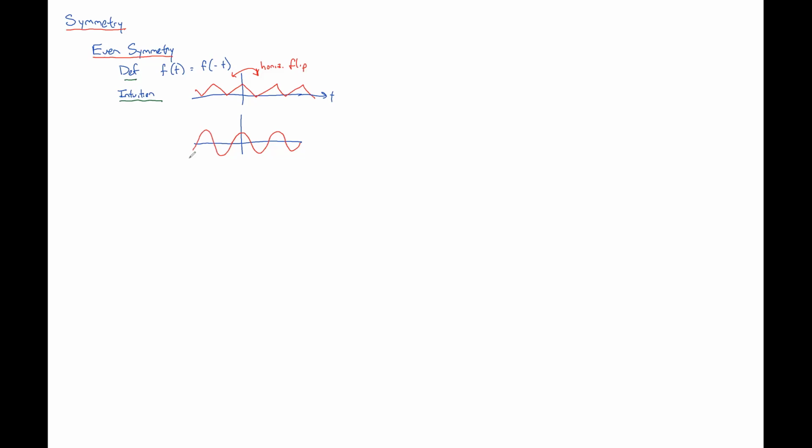Sabine, what's the name of this signal, of this function? That'd be a cosine function? Yeah, exactly. So cosine is even symmetry.